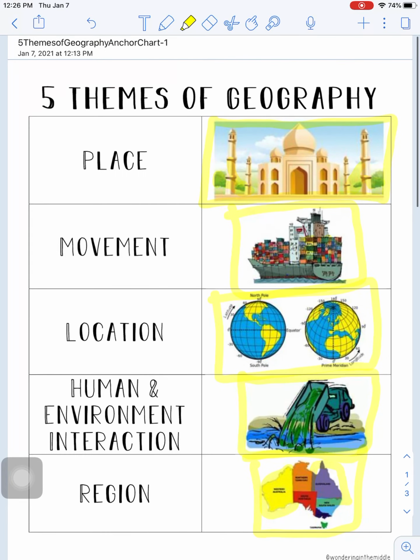All right, I hope you enjoyed your quick review of our 5 themes of geography. Hopefully you really paid attention and this will be beneficial to your quiz tomorrow. Good luck and study hard.